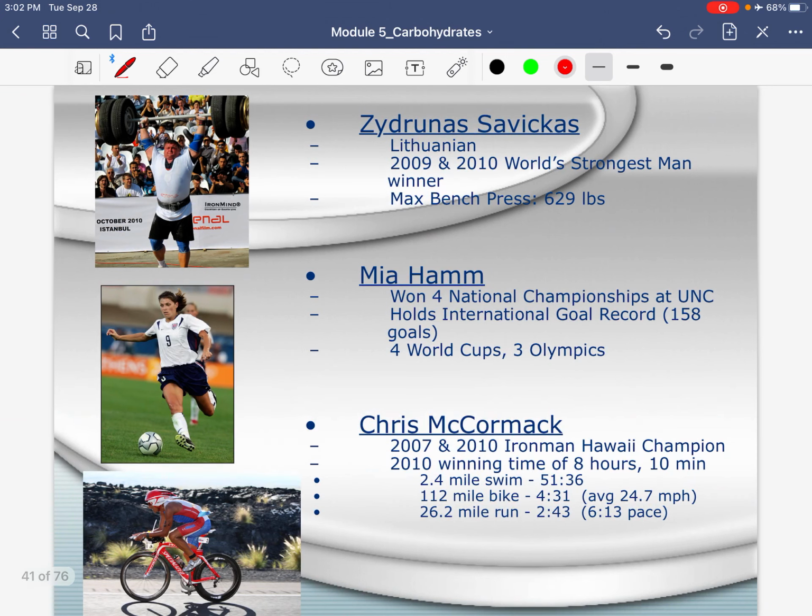You can meet them. Again, I have not contacted Zydrunas, Mia, or Chris McCormack, but these are just people that exhibit the general characteristics of a high-intensity strength athlete. This is one of the world's strongest men, a pretty high-intensity team sport. So baseball wouldn't fall under that. Golf wouldn't fall under that. But things like soccer and basketball. And then an endurance athlete, Chris McCormack.